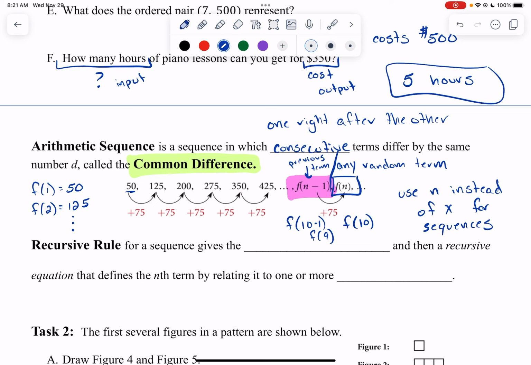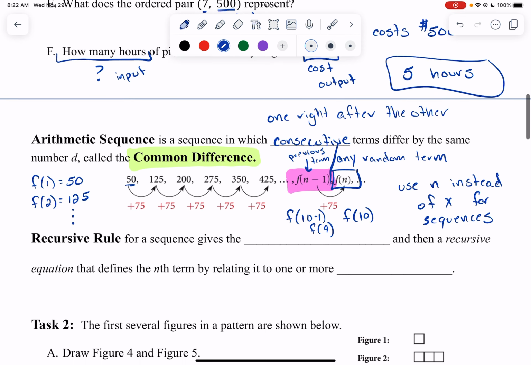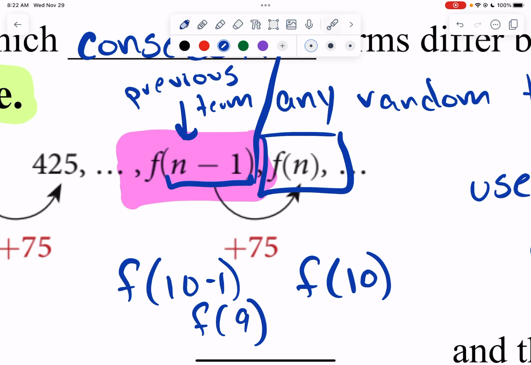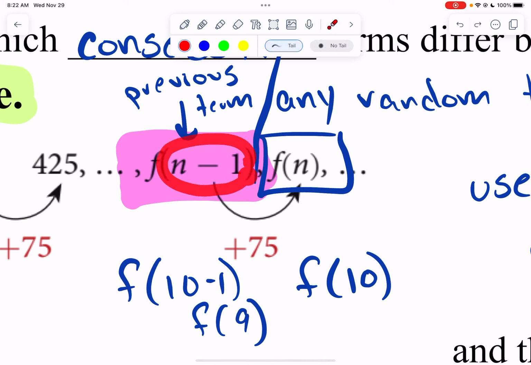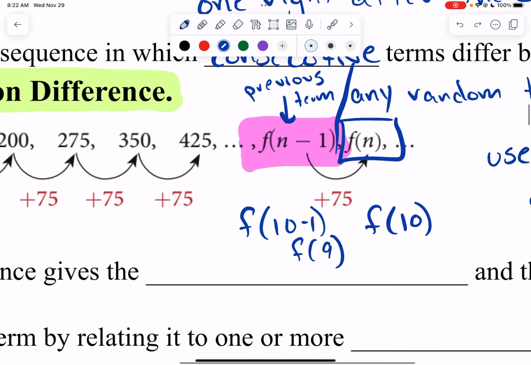Just so you know the notation, this n minus 1 is still the input. Even though it has a subtraction in there, that's still the input. It's just telling me that I'm inputting one term in front of my n term. It's like if I'm talking about the 25th term, n minus 1 would be 24, because 25 minus 1 is 24. So it's always that term directly in front of it.